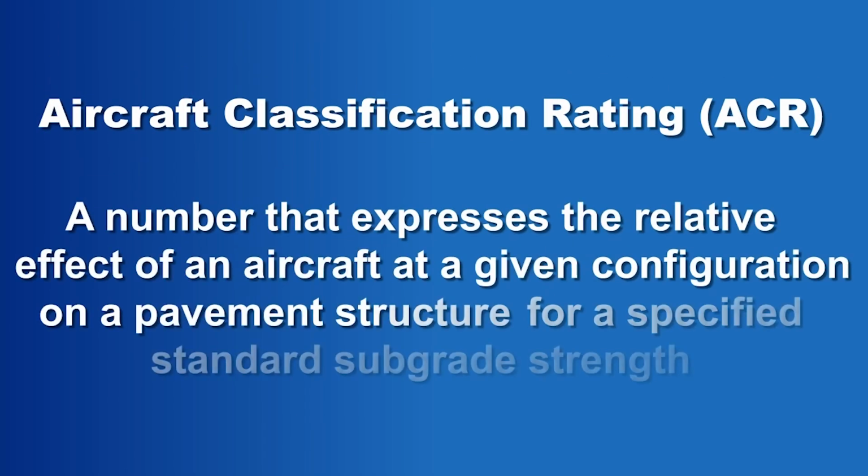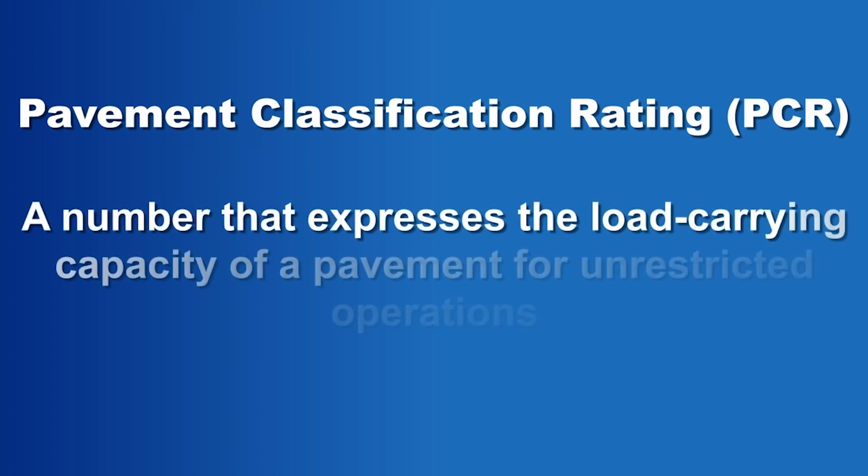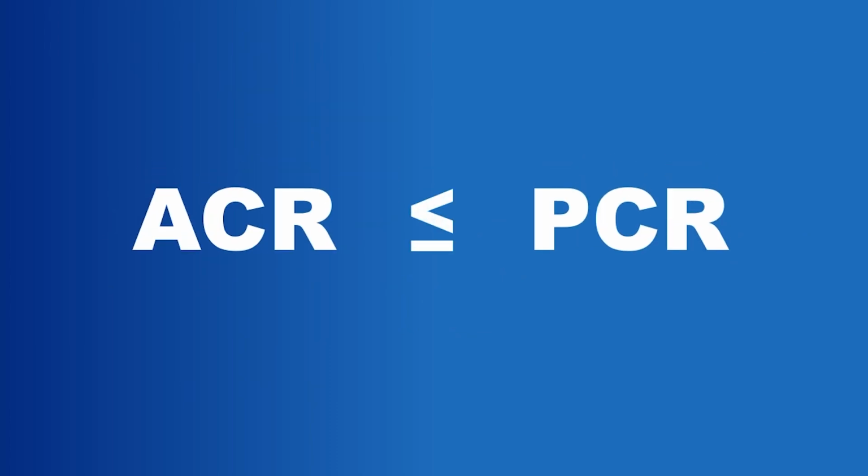ACR is a number that expresses the relative effect of an aircraft at a given configuration on a pavement structure for a specified standard subgrade strength. PCR is a number that expresses the load carrying capacity of a pavement for unrestricted operations. The ACR PCR system is structured so that the pavement can support, without restrictions, aircraft that have an ACR less than or equal to the pavement's PCR.